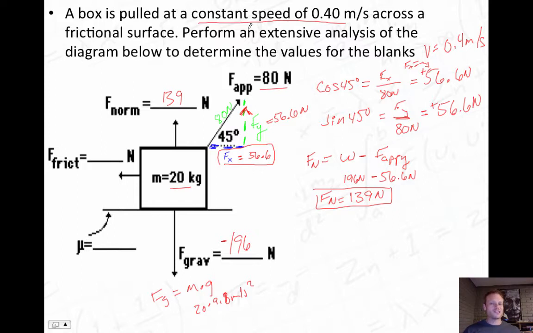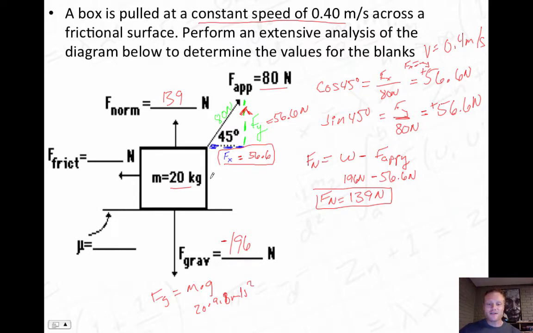And an acceleration is a change in the velocity. Is this box changing its velocity? And the answer is no, right? It says it's a constant speed of 0.4 meters per second. So can there be a net force in the x direction? That is the question. And the answer is no. Why? Because if there was a force in the x direction, then that velocity would be changing in some way, shape, or form. It'd either be speeding up or slowing down.